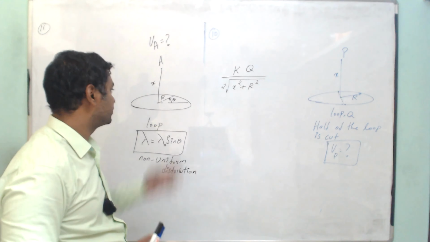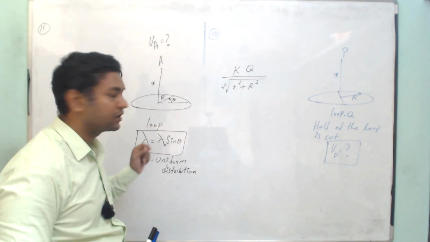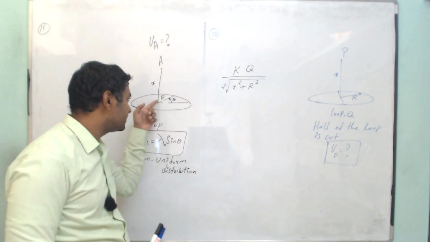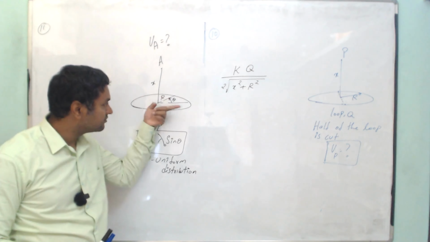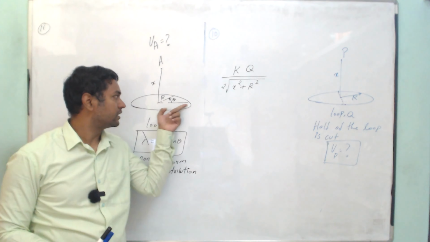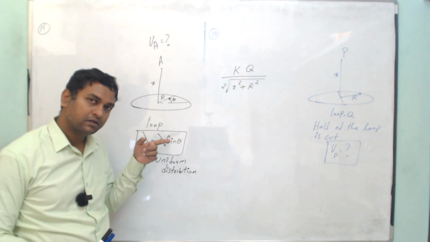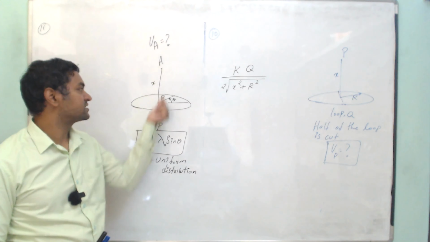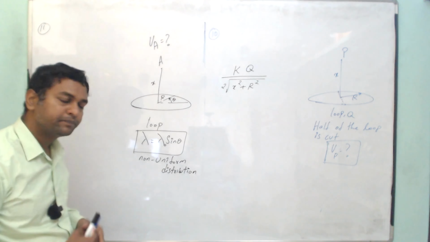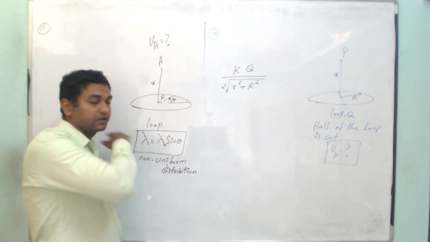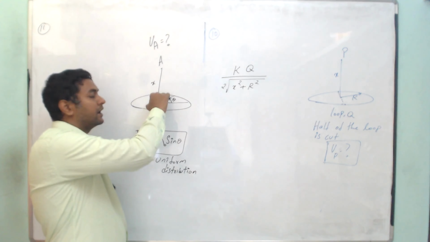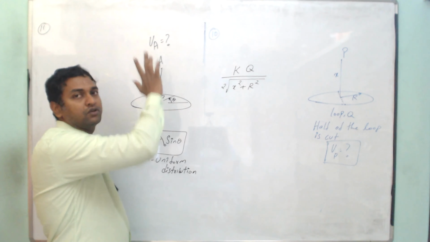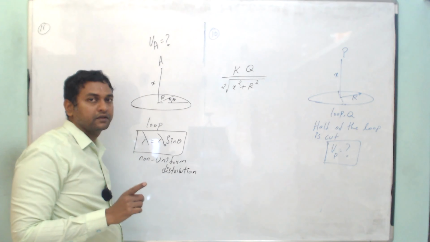There is a loop of radius capital R. I am showing one particular radial line, which is at an angle theta with the horizontal line. Now, at a distance of x perpendicular to the plane of the loop, above the center, there is a point A. I want to find the potential at point A.